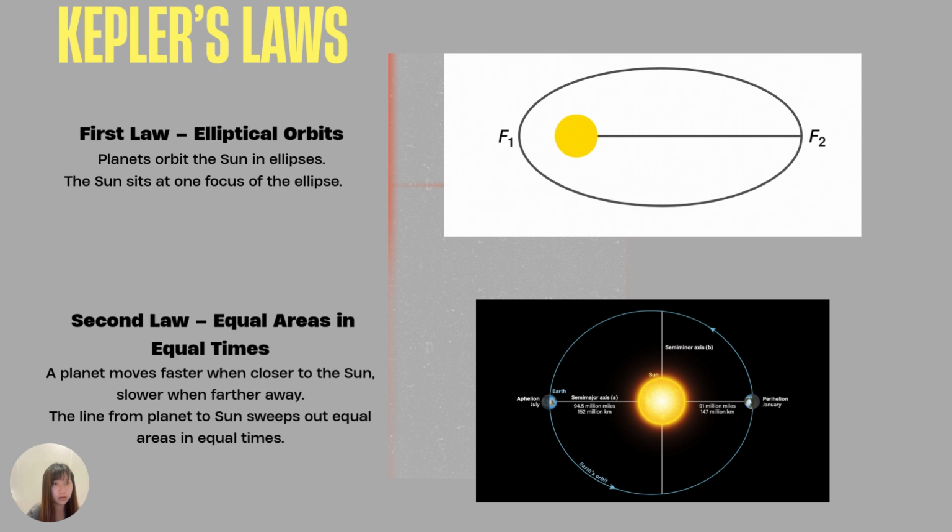So the first page is Kepler's laws. Kepler's first law states that each planet orbits the Sun in an ellipse, and the Sun is located at one focus of this ellipse. The second law explains why the planets sweep out equal areas in equal time. This means the planets move faster when they are closer to the Sun and slower when they are farther away.